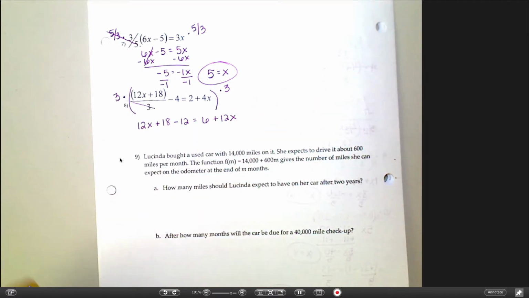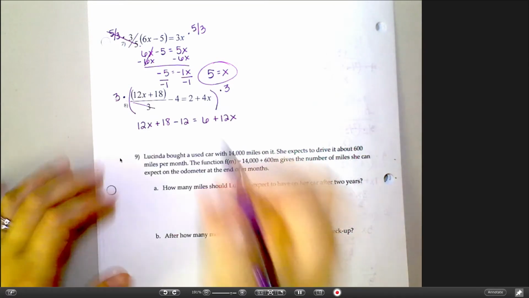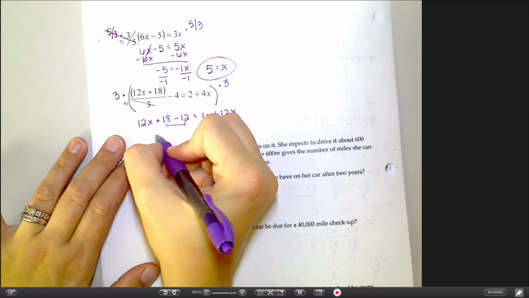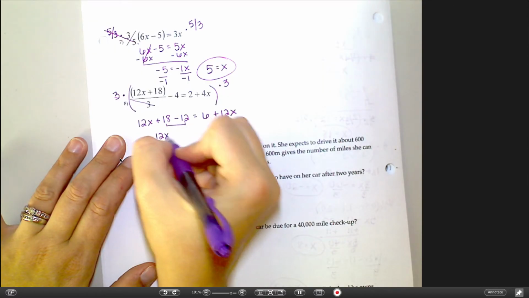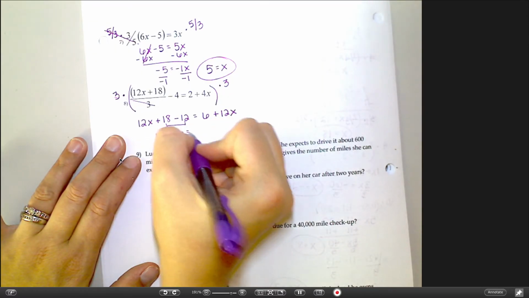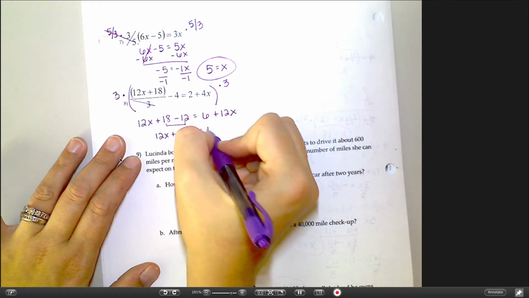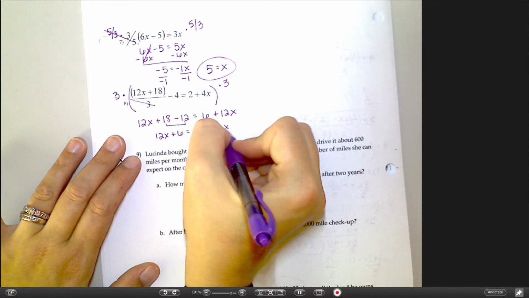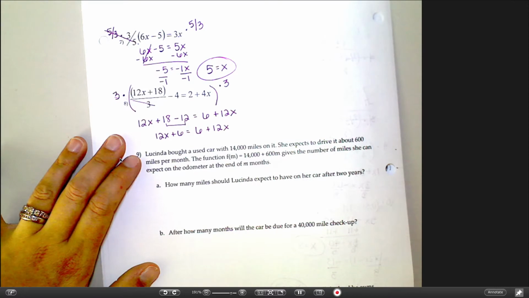What can I simplify from here? Okay, I will subtract 12x in just a second. There's one thing that I can simplify here. I can put these two together, right? So 12x plus 6 is equal to 6 plus 12x. Anyone notice anything? It's exactly the same. They equal each other. Let's suppose you didn't catch that.